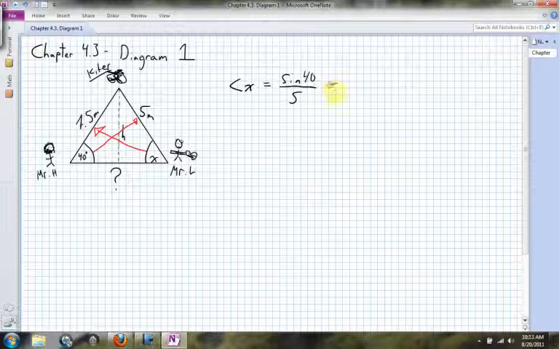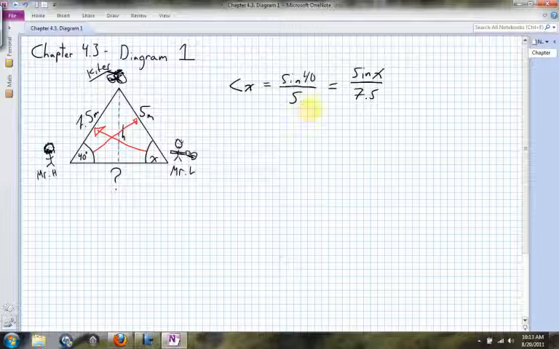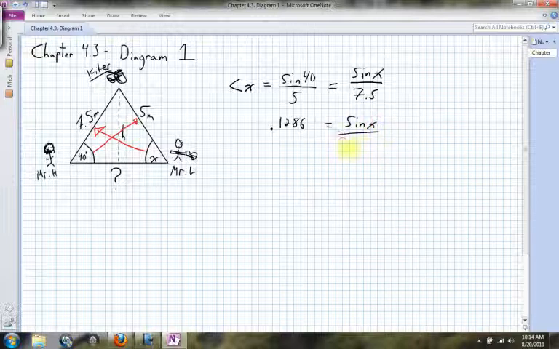And sine 40 over 5 is equal to sine of x, which I don't know, over 7.5, which I do know. If we work out sine 40 divided by 5, we get 0.1286. If you don't get that, check your calculator. And that's equal to sine x over 7.5. To get rid of the 7.5 on the bottom, I have to multiply by 7.5, and I have to multiply both sides by 7.5.